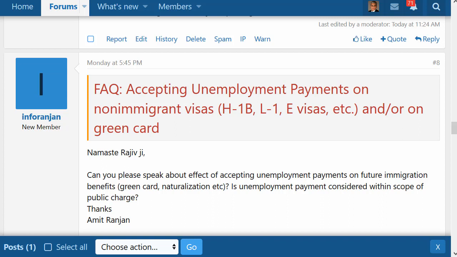You're very welcome. Would you spread the word around, because a lot of people are asking this question. Tell them it is okay to accept unemployment insurance that is paid for by your employer. About the extended benefits under the CARES Act, we are not yet sure, but do take the unemployment insurance payment. No problem with that.